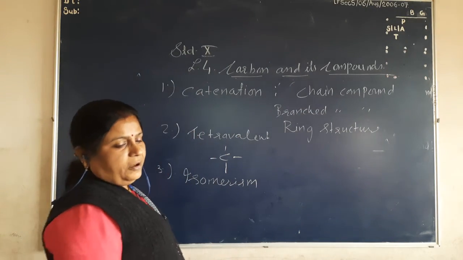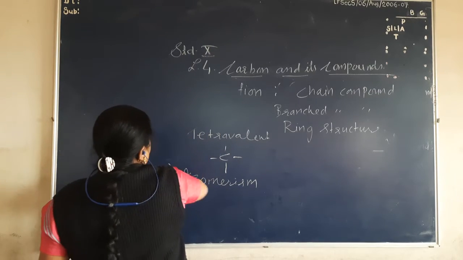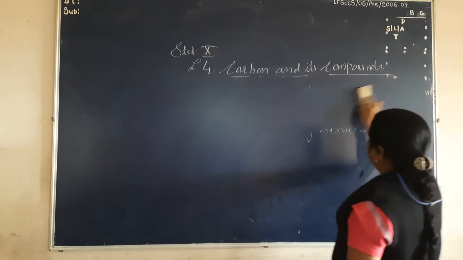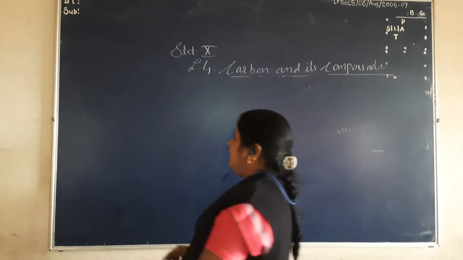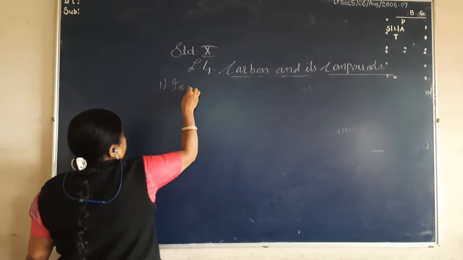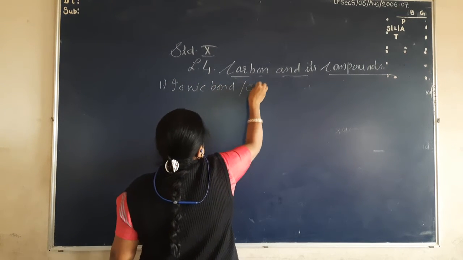Then we will come to the covalent nature of carbon, covalent bond formation in carbon. Before I tell you about covalent bond, let me tell you about ionic bond. You must have heard about ionic bond or electrovalent bond.